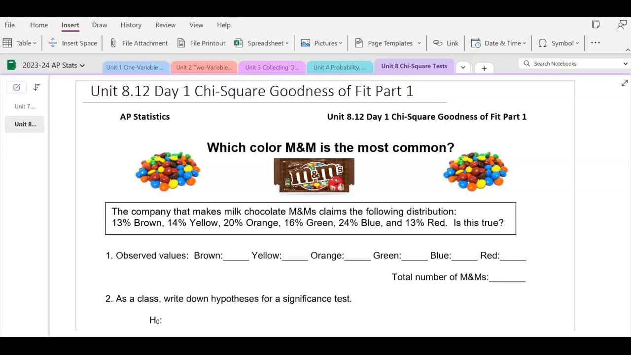Hey everybody, we're starting out Unit 8 with a look at our chi-squared goodness of fit, and we're going to introduce this concept with some M&Ms. So if you haven't already, go ahead and grab one bag of the M&Ms for your group of 3, and go ahead and sort them by color and count how many of each color you have. And we're going to collect all this data on the board, and if you'll pause the video here, do that, and then we'll talk about what we're going to do with that data.